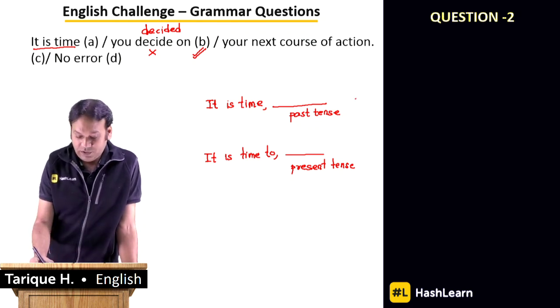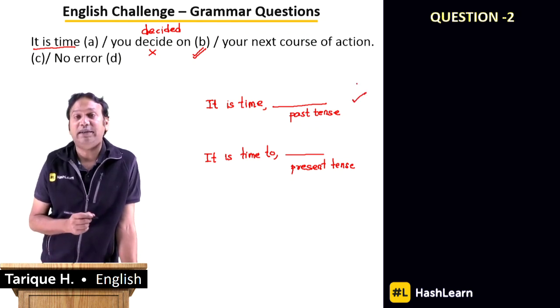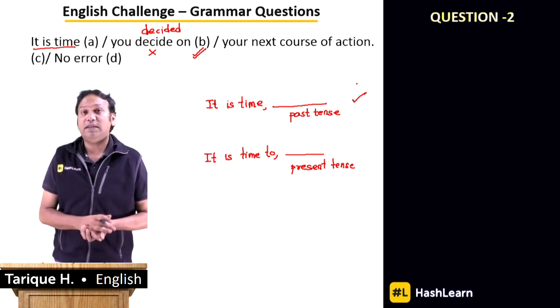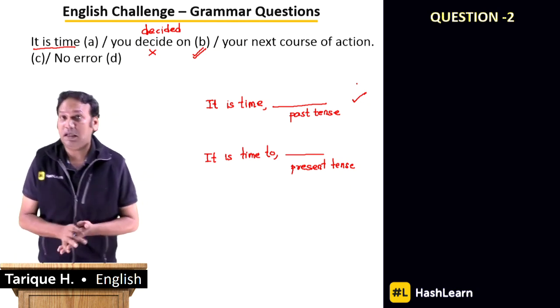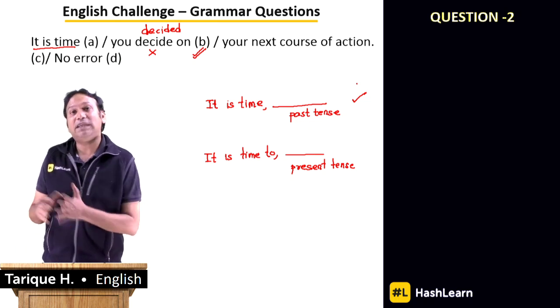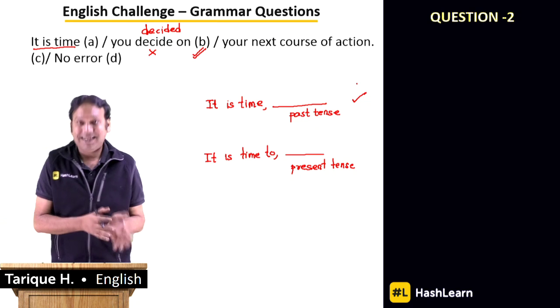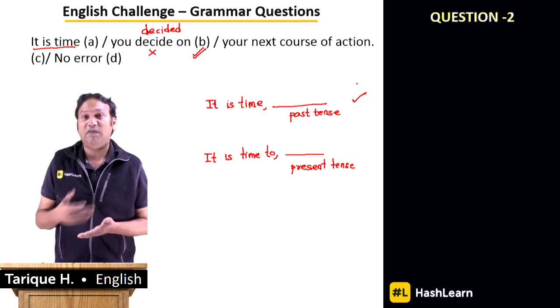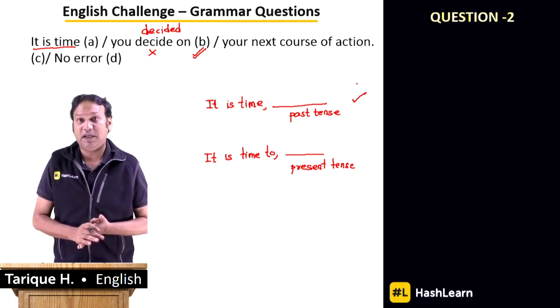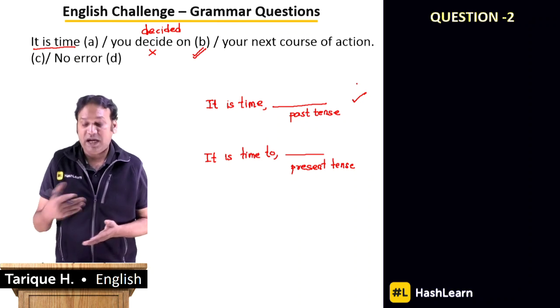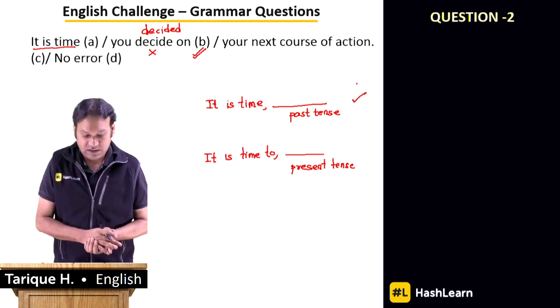And again, the rule I've given you once again here, that when we start a sentence with it is time, we should follow it with the past tense of a verb. So not decide but decided. For example, we can say it is time we started the class. It is time we did something about this. Okay, so it is time we started the class, not we start the class. It is time you decided your next course of action is the right answer.